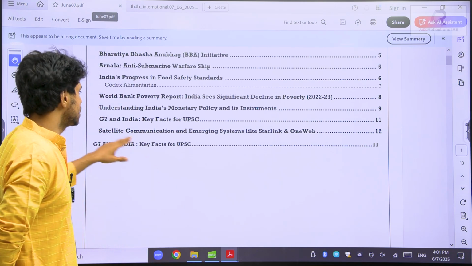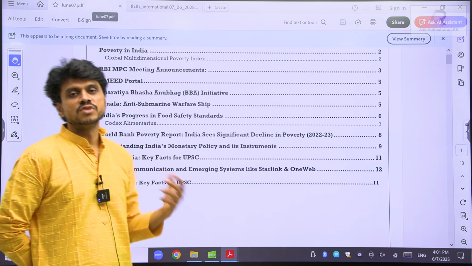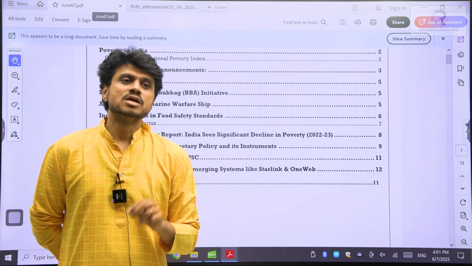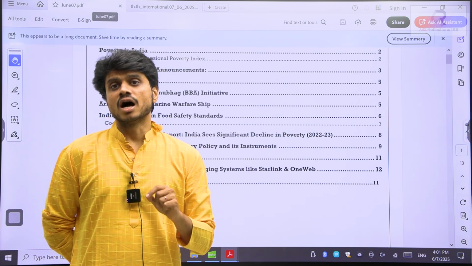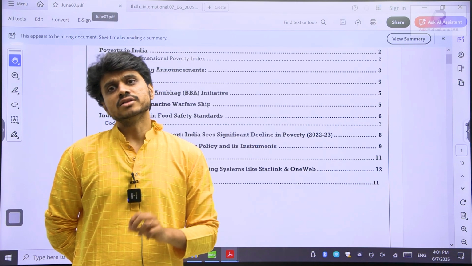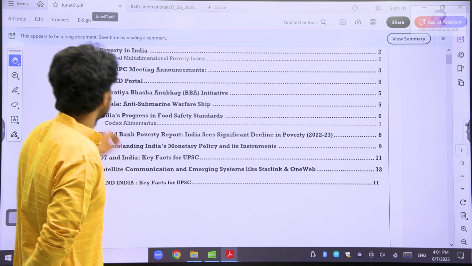Then another mains related topic is the satellite communication. This is another important dimension that we need to be prepared, and like I have mentioned, there is a possibility that satellite based communications can be asked. So what is the significance and what are the challenges associated with that? Directly the questions can be asked in your GS3 science and technology. So let's try to understand one after other.